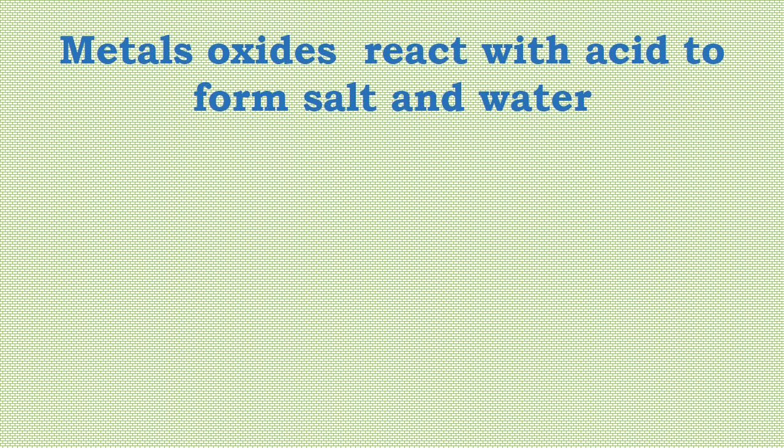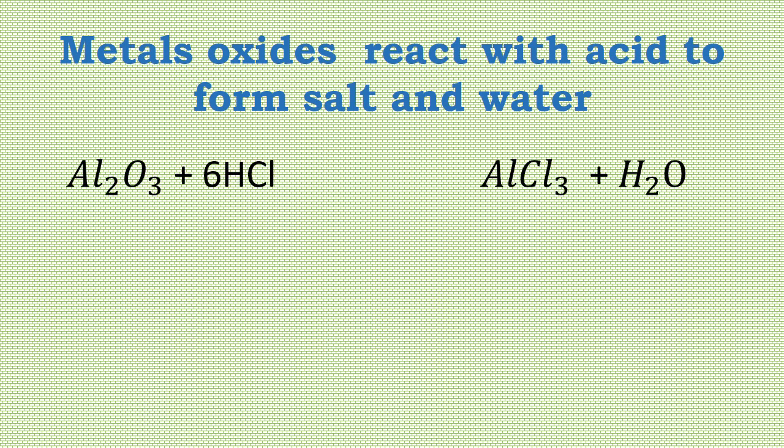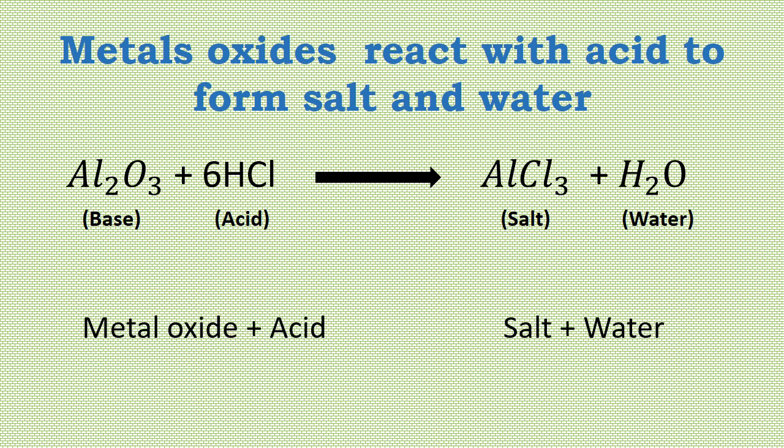Metal oxides react with acid to form salt and water. See, here we have an example. Al2O3, which is a base, reacts with 6HCl, hydrochloric acid, and it gives 2AlCl3, that is salt, plus 3H2O, that is water. So similarly we can write for other metal oxides also. Metal oxide plus acid gives salt and water.